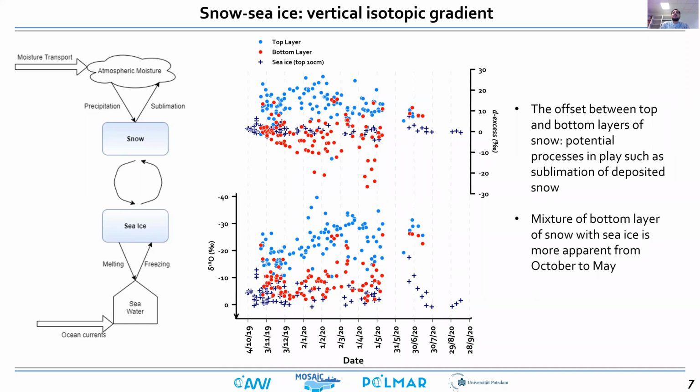I present the time series of d-excess and delta 18O values for the sea ice at the top centimeters and bottom layer, and top layer of snow. So here we can see a clear offset between top and bottom layers of snow at delta 18O, which gives us the potential processes in place such as sublimation of deposited snow over time. And then there is a mixture of the bottom layer of snow with the sea ice, which is apparent more between October to May here, but also with d-excess. The d-excess for the top sea ice level is around 0, but we can see that the bottom layer of snow drops even further below 0, and that's a really interesting observation from the top to the bottom.